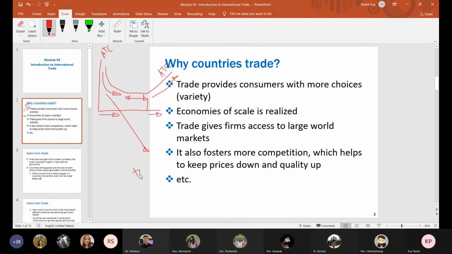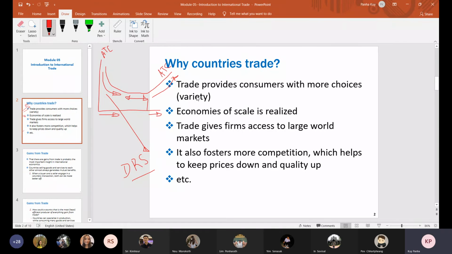Decreasing. Oh yeah, it's very hard for me to write it here. That is decreasing returns to scale. Okay, yeah, decreasing return to scale. And I did property of economy of scale.